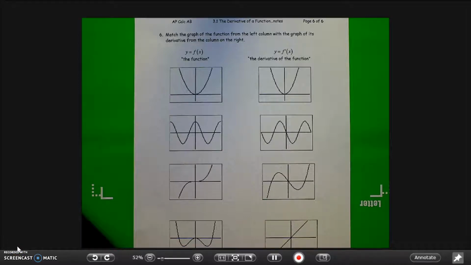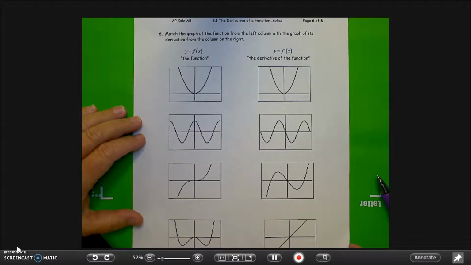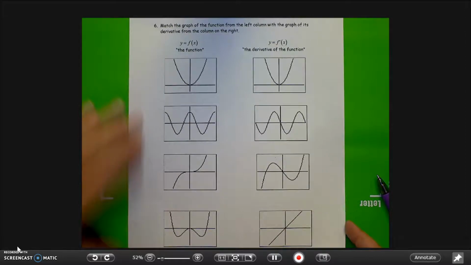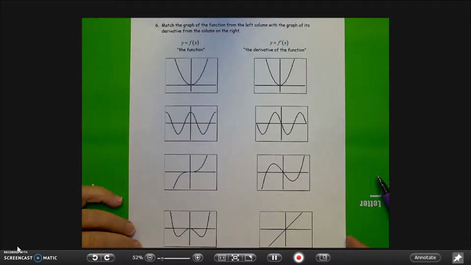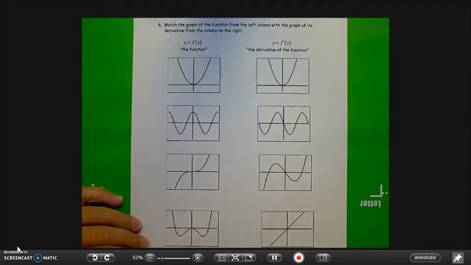Okay, this is 3.1, page 6 of the notes. What we're going to try to do now is to match the graph of a function with the graph of its derivative function. So we have two functions you have to think about. And this is an important concept. We'll use this concept repeatedly throughout the rest of the course, matching functions.